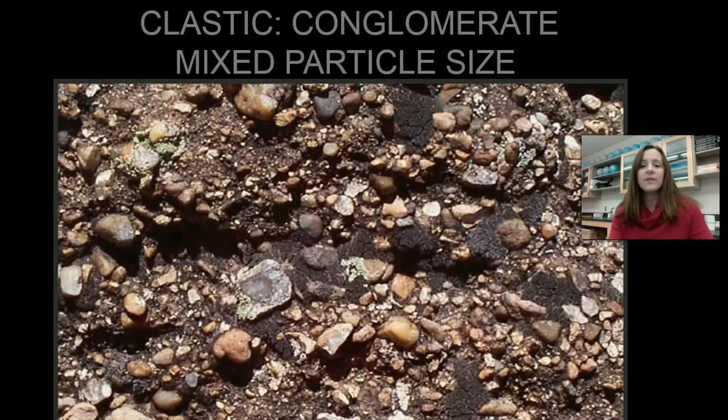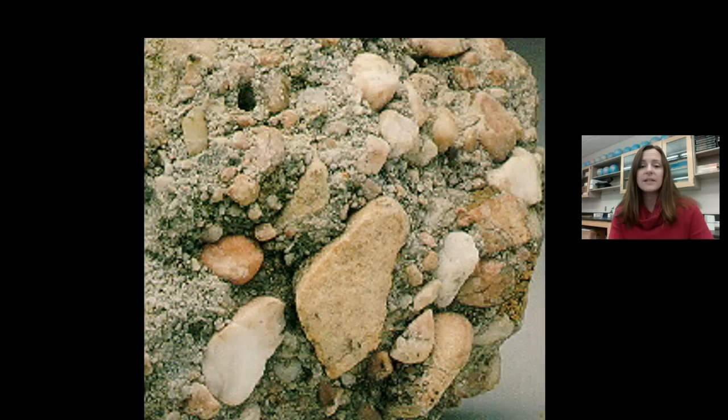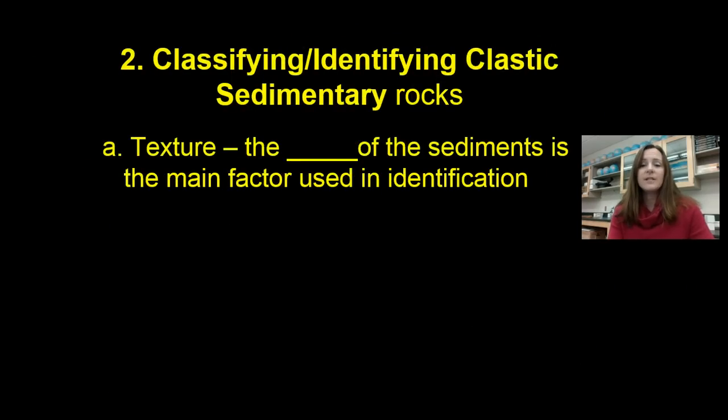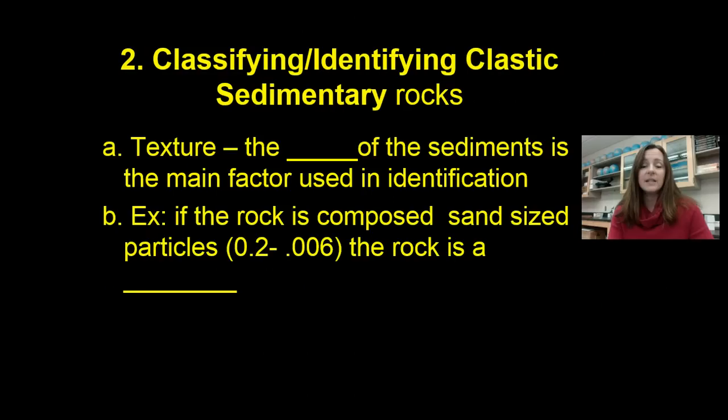Here's a picture of a sedimentary rock called conglomerate. Now you can see there's mixed particles and they're cemented together. And the rock actually looks like this. This is another picture of a conglomerate. It's pretty cool. You can see all of the sediments and the different sizes and the way that they're cemented together. So how do we classify sedimentary clastic rocks?